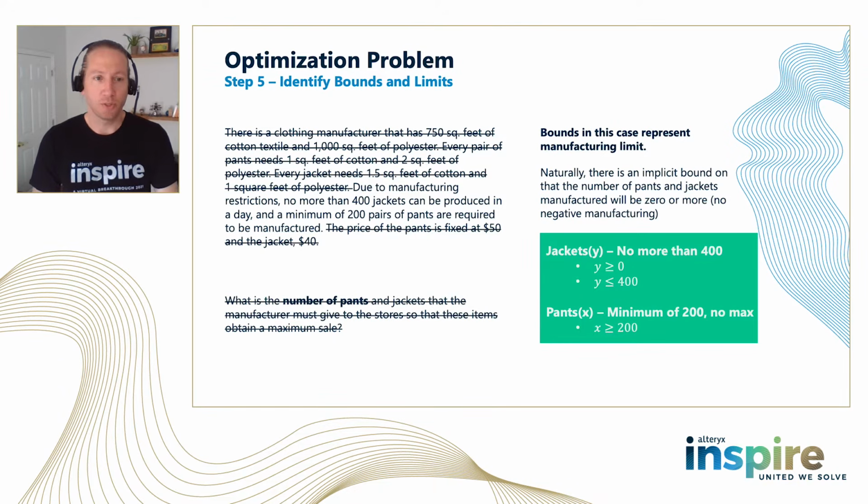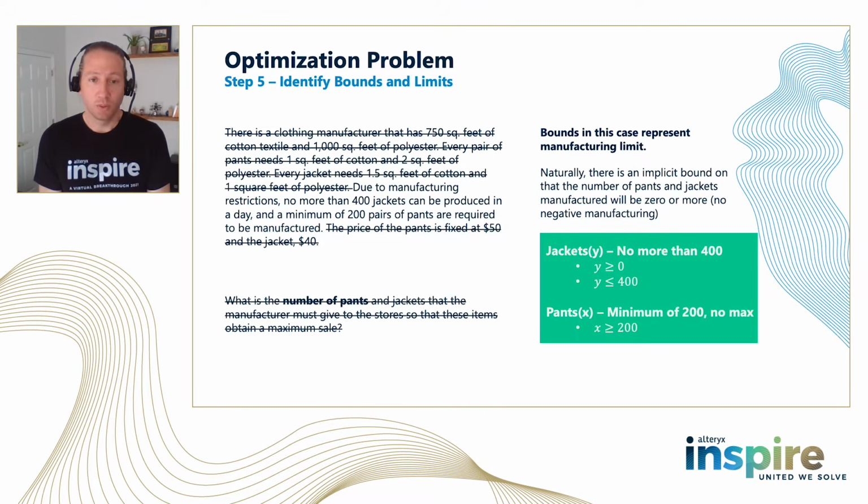So in our example, and again, I'm going to read on the left-hand side there, no more than 400 jackets can be produced in a day. That's just due to manufacturing restrictions, whatever those are. And we have to produce a minimum of 200 pairs of pants. So no more than 400 jackets, a minimum of 200 pants. So if we look in green on the bottom right, you can see what the equations are for each of those. So our jackets, y, needs to be greater than or equal to 0. We can't produce negative jackets. I can't produce -1 jacket.